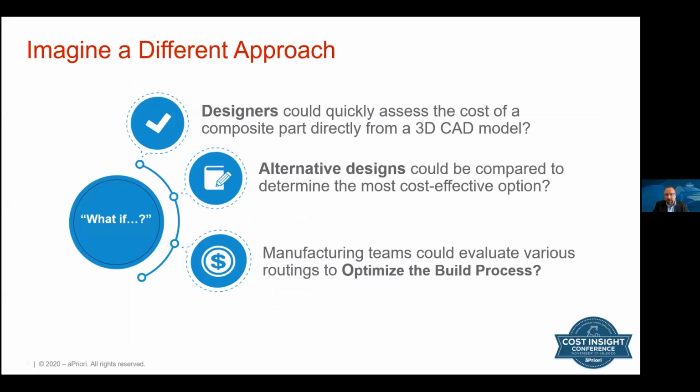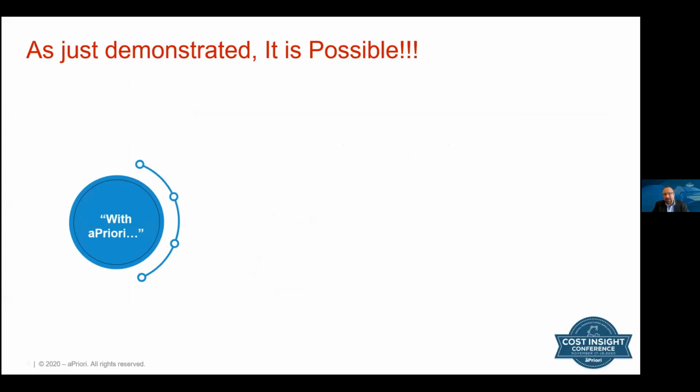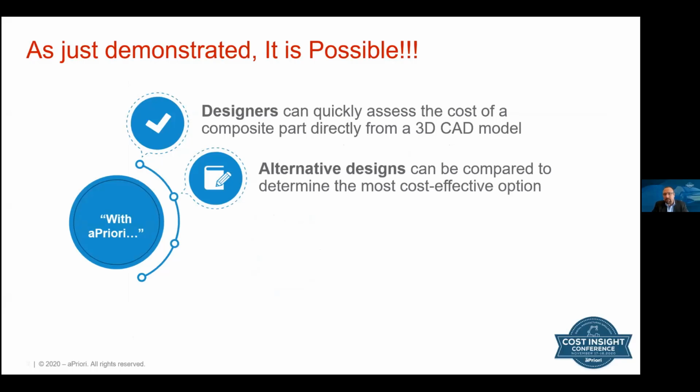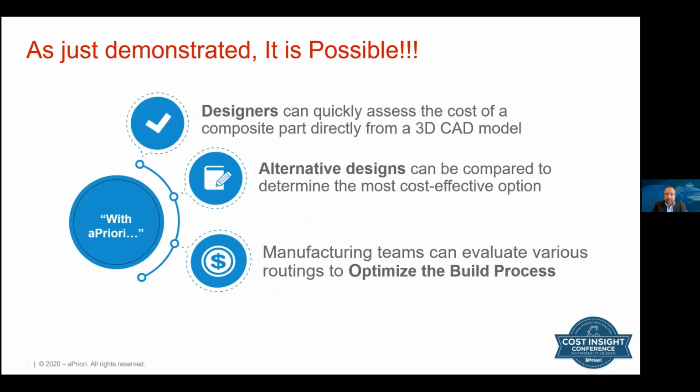So, as we started this, having you think about what ifs, well, it really is possible, as just demonstrated. Designers can quickly assess cost and manufacturability from that 3D model. You can look at alternative designs. We looked at a change in material, for example, but that could have been composite versus metallic. Manufacturing can get some insight into the build process, where the bottlenecks are, where the big cost drivers are, optimize the build process, or maybe go through a pretty significant trade study where they're looking at one process versus another, hand layup versus tape laying.